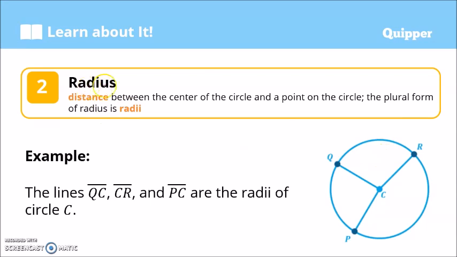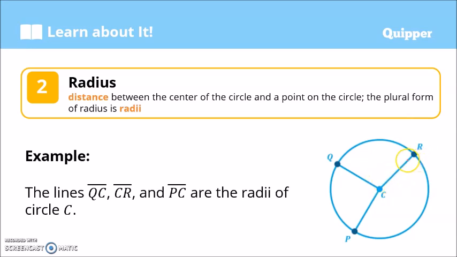Next, we have the radius. So, parts na tayo ng circle. First, the radius. It is the distance between the center of the circle and a point on a circle. The plural form of radius is radii. So, the distance between the center of the circle and a point on the circle. So, we have here, on the circle, point R and our center is C. So, this distance from point R hanggang kay point C, this is called the radius.